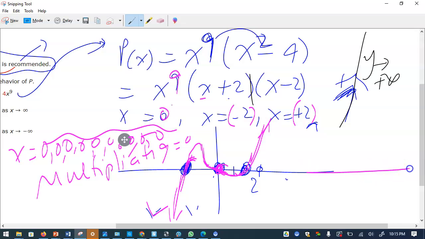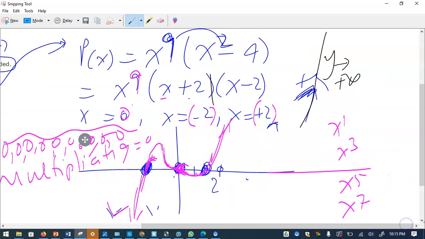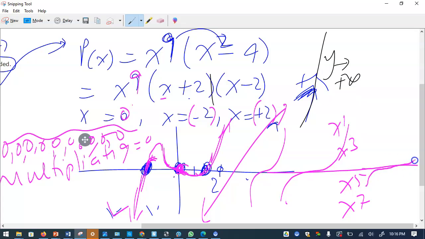It's like whenever there is x raised to 1 or x raised to 3 or x raised to 5 and x raised to 7. This is x, right? X cubed will be something like this. X raised to 5 will be going this way. See the difference? X raised to 7 is almost flat for a long time and then goes like this. So the graph flattens around that point.